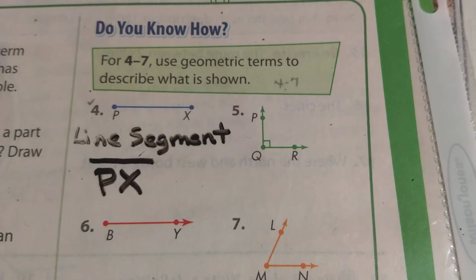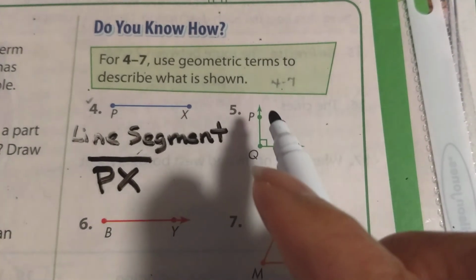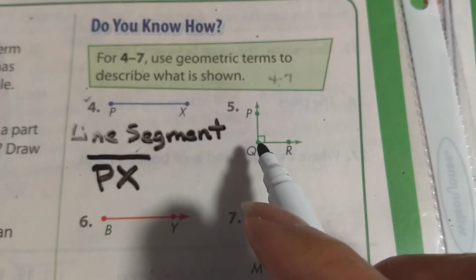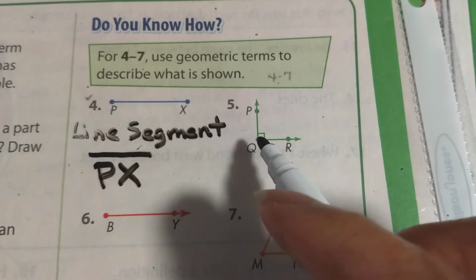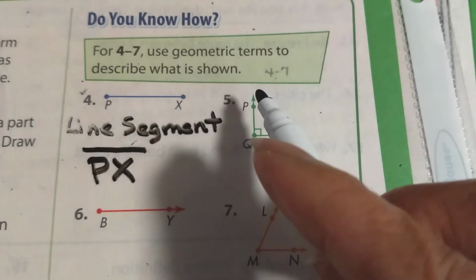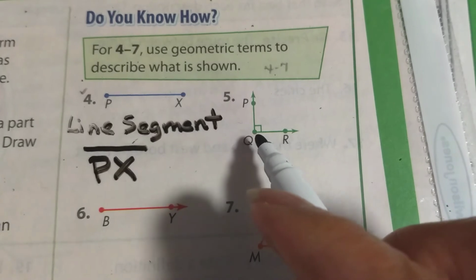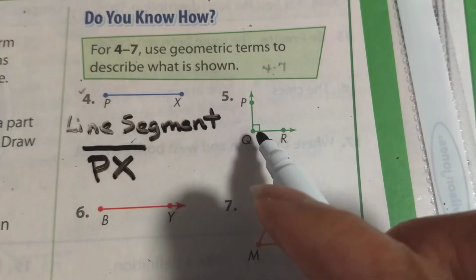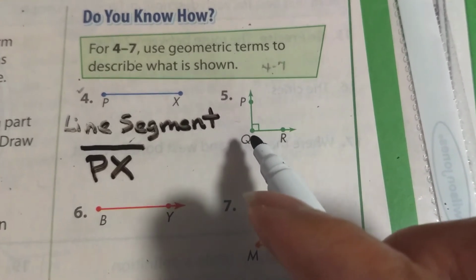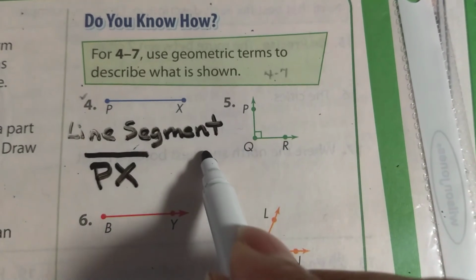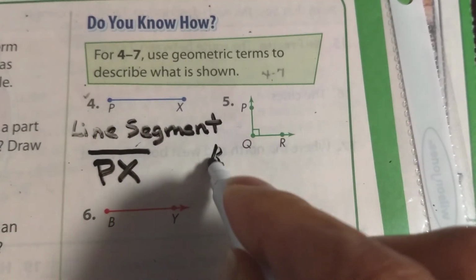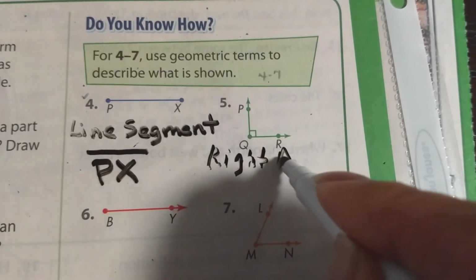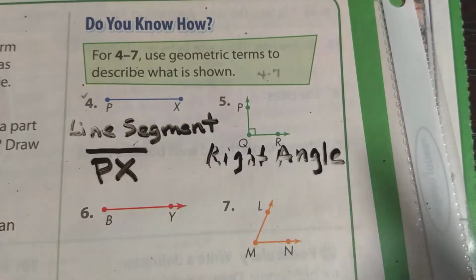All right, now let's go to number 5. Number 5, it's made up of 2 rays joined at an endpoint. Okay, connect right here at this endpoint. So I have a ray QP, and I have also ray QR. All right, so those are your 2 rays. And look, they form a square in the center, which means this is, of course, a what? Hopefully you said it. A right angle. Okay, that's a right angle.